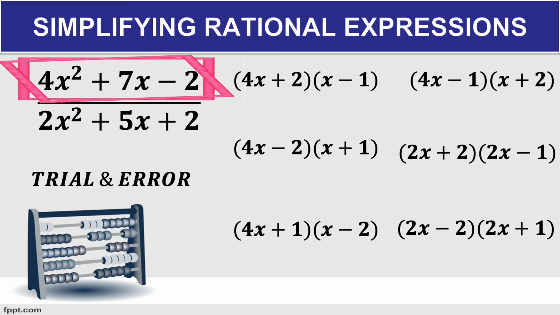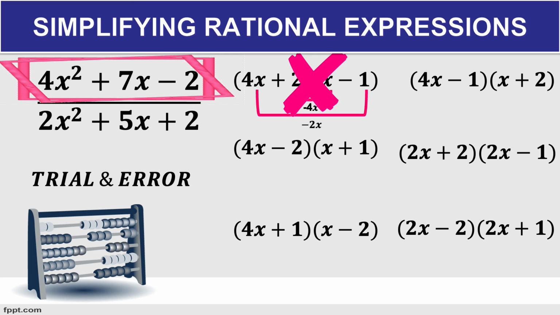Tandaan na sa trial and error, hanggat hindi nakukuha yung sagot, hindi ka hihinto. Pero kapag nakuha mo na yung tamang factors, stop ka na. Huwag ka na magtuloy pang magsagot dun sa ibang factors. Okay? Check natin. So, 2 times x, that is 2x, 4x times negative 1, that is negative 4x. Pag pinag-combine natin sila, magkaiba ng sign, subtraction, ang sagot natin is negative 2x. Hindi yan ang tamang factor.